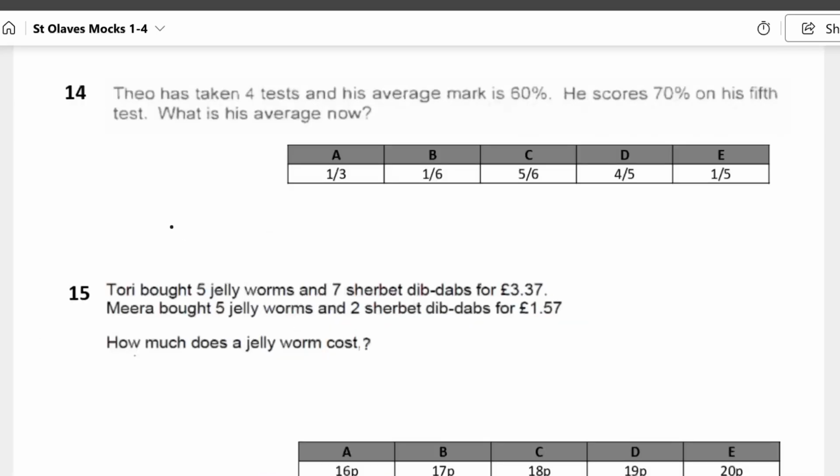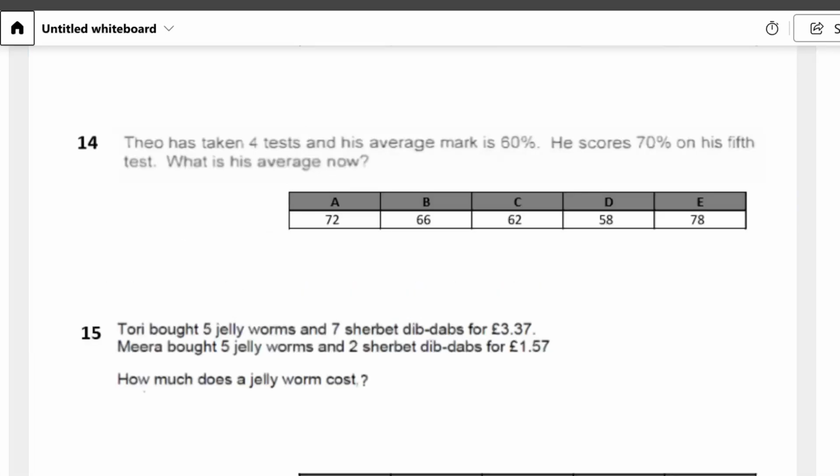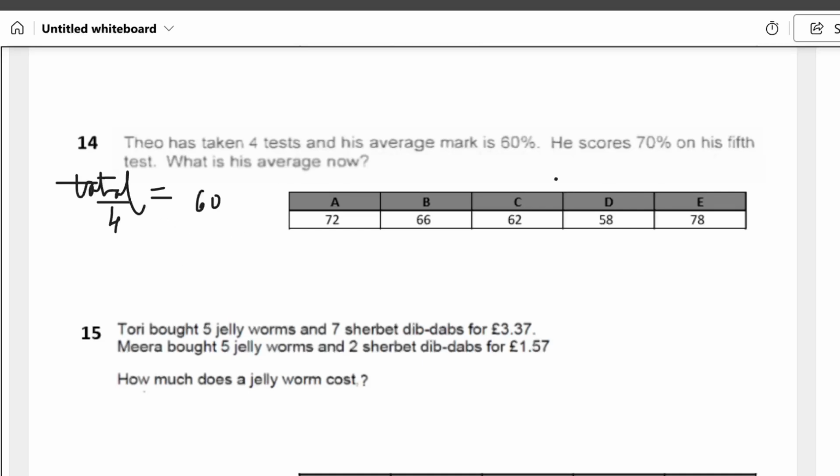So for question 14, we have scores here to a maths test, and he's taken 4 tests. His average mark is 60%. So we know the formula for average is equal to total score over the number of tests, divided by 4 is equal to 60. Therefore, the total amount of marks he got over 4 tests is equal to 240 marks in total.